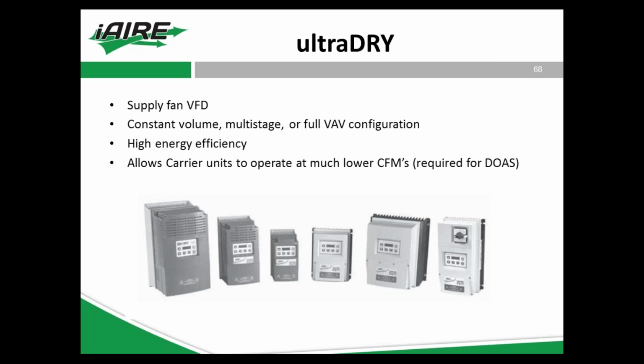They also add to every unit a supply fan VFD. They do that for a couple different reasons. One is to allow the unit to operate at much lower CFMs than originally designed. DOAS systems will operate, instead of at that 400 CFM per ton, a lot lower, often into the 100 to 180 range. So this allows them to operate the fan at a much slower speed. You can do it at a constant volume or a multi-stage type operation, and they also do full VAV configuration. So it gives you a high energy efficient style unit with a lot of flexibility.